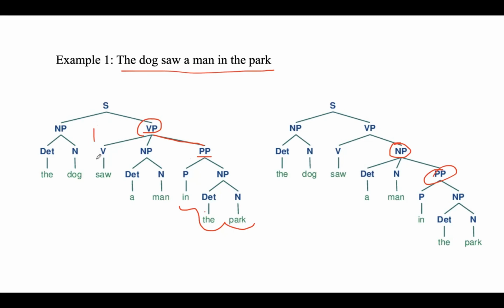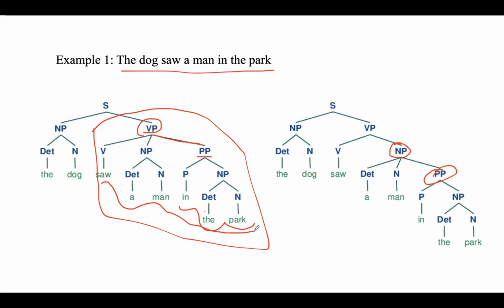So if you take this right subtree, when this PP is attached to VP, it indicates this seeing event. In this part, we have "saw a man in the park". That means the seeing event happened in the park. It clearly states this scenario.